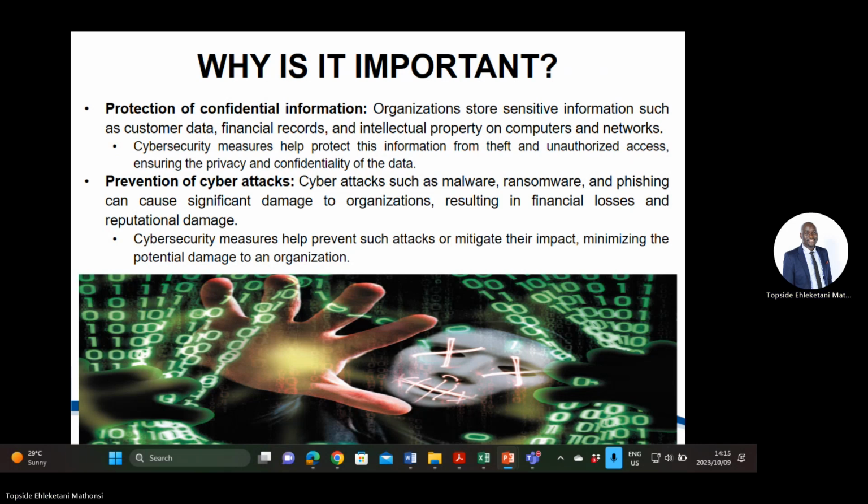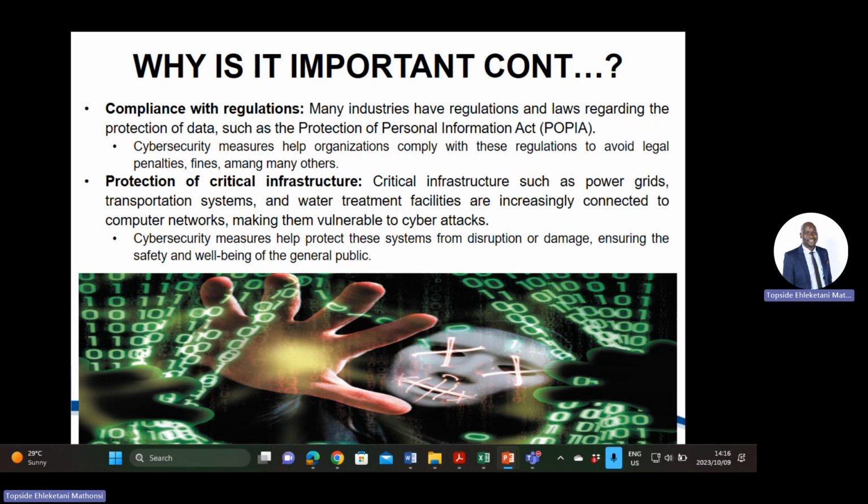Cybersecurity measures help prevent such attacks or mitigate their impact, thereby minimizing the potential damage to the organization and also to you as an end user. If your organization gets hacked or attacked, it will also affect you as the end user, or it can affect you as an individual. If they get access to your mobile device, it means they can use your banking apps to transfer money and buy things using your online accounts. So we need to always make sure that our accounts are protected, and that our cell phones and computers are up to date with antiviruses.